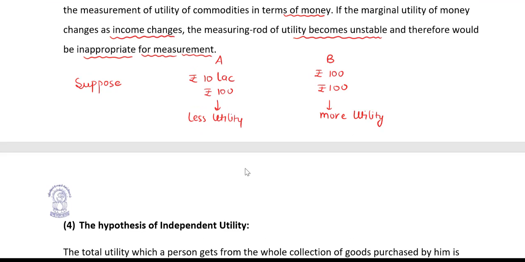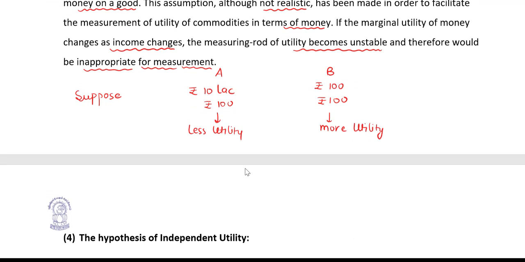But the assumption is that the marginal utility of money remains constant. You can take one more example along the same lines. Suppose a person is having 10 lakh rupees, and there is another person who is having 100 rupees with him. Now you need to spend 50 rupees here, and over here you need to spend 50 rupees. The pain of spending 50 rupees will be more in case of person B.